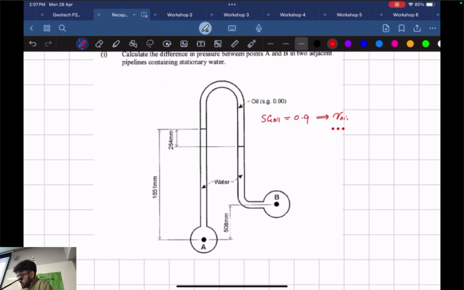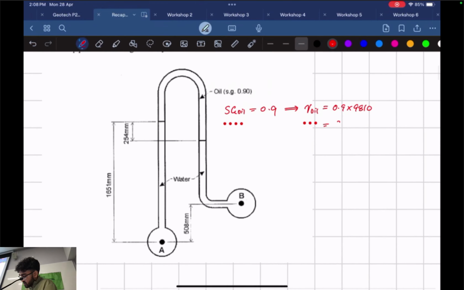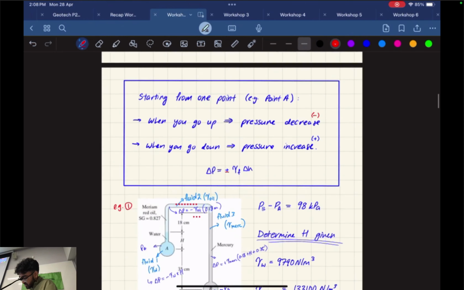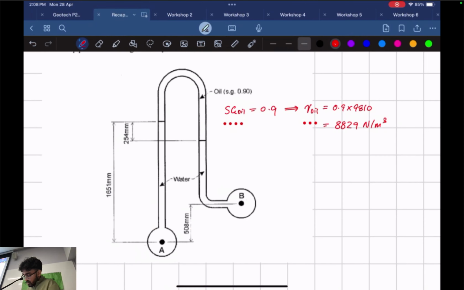The way we're going to do that, as I just explained, is 0.9 times 9810, which is 8829. Let's say kilonewtons per meter cube. I forgot the units. Newtons per meter cube. Is that the right units? I forgot. Give me 1 second. Yeah, it is. Okay, cool.